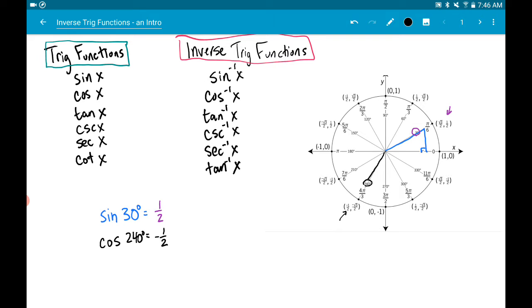So what I really want to talk about, though, is these inverse trig functions. First thing is just the way it's written, because it's kind of different at first. When you have this written, it's pronounced sine inverse of x. I know it looks like a -1, but it stands for inverse: sine inverse of x, cosine inverse of x, etc.